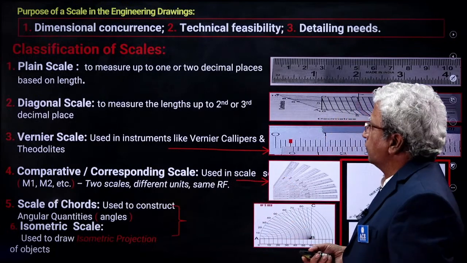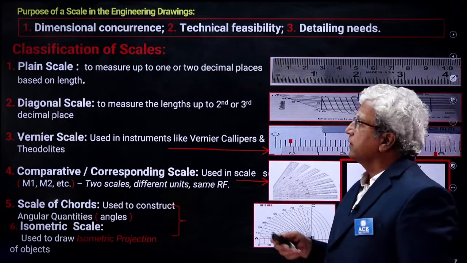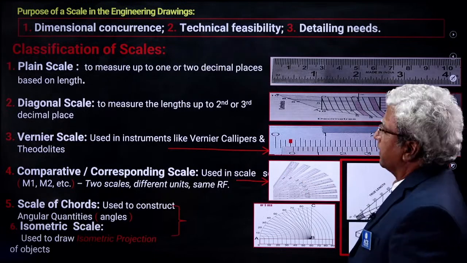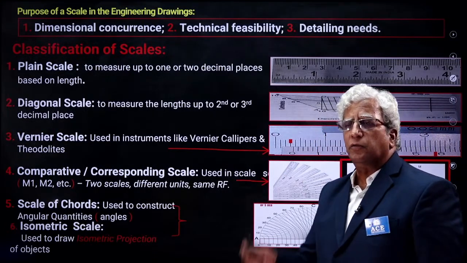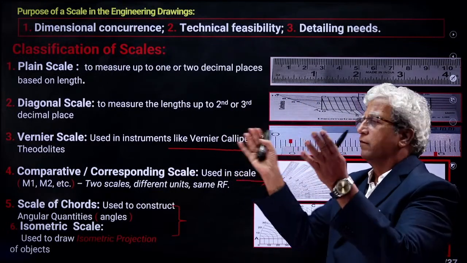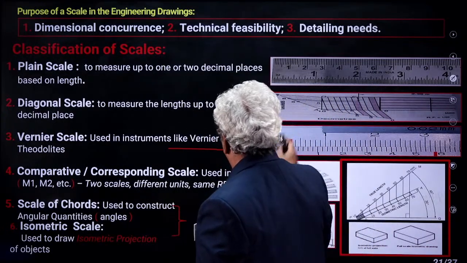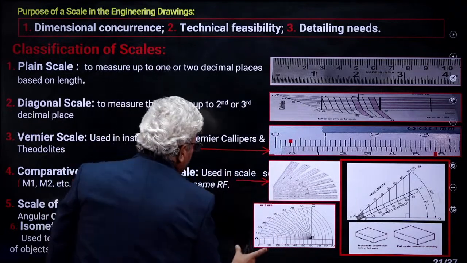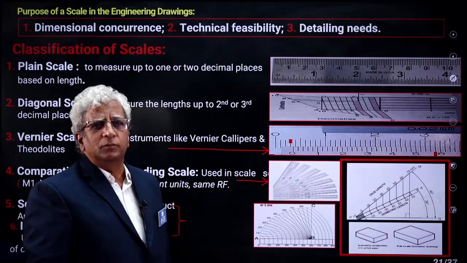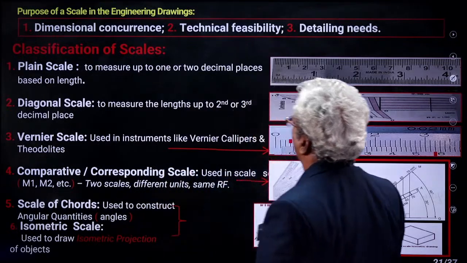Why do we need a scale, first of all? Why should we discuss scale? The requirements of our drawing are that it should be drawn to a scale. There should be dimensional concurrence. If I draw the figure of this particular rectangle in my sketch, the ratio between the length and height should be the same as the length and height of this particular board. That is dimensional concurrence.